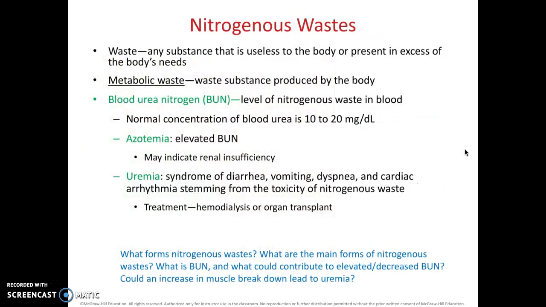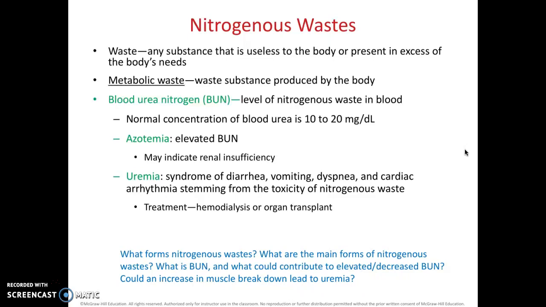So these nitrogenous wastes are because of metabolic waste. So waste is any substance that's useless to the body or present in excess of the body's needs. So the body just doesn't need this. So metabolic waste is waste substance that's produced by the body. So with nitrogenous waste, you have blood urea nitrogen, which is the level of nitrogenous waste that's within blood. If you have an increase in BUN, you can have azotemia, which could indicate renal insufficiency. And this is associated with different diseases or different states like rhabdomyolysis.